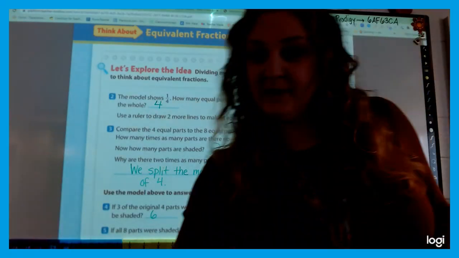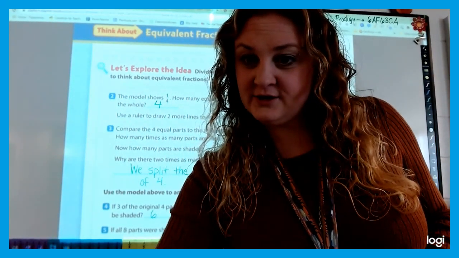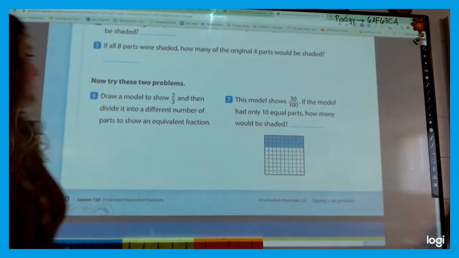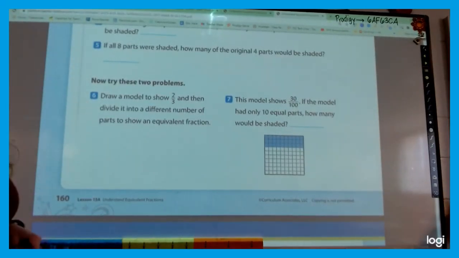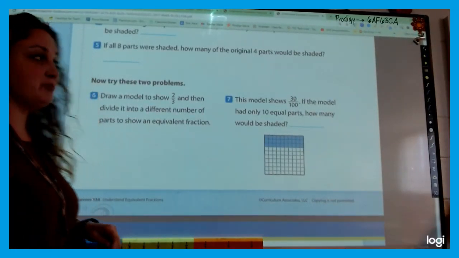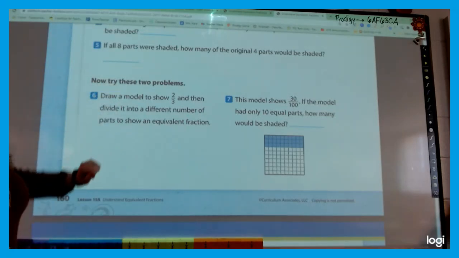All right, I'm going to pause a minute to get the screen changed. Okay. So I just scrolled down my page. We're ready for number 6 and 7, so make sure you're ready in your book. Now we're going to try these 2 problems.